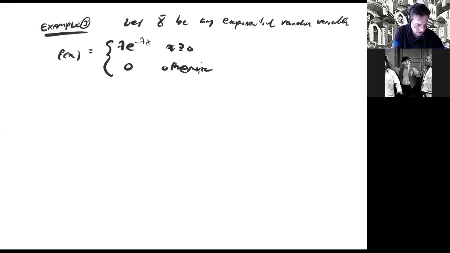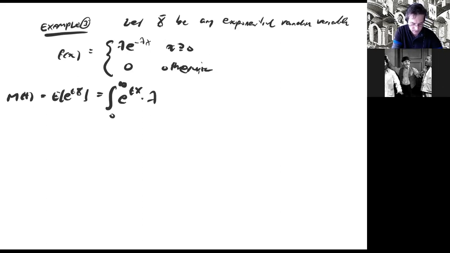Okay, so what is the moment generating function? Let's compute it. So what is M of t? That's the expected value of e to the tx, which is the integral. Now we don't have to integrate from minus infinity to infinity because the random variable is zero between minus infinity and zero. So it's the integral from zero to infinity of e to the tx times the value of the density function, which is lambda e to the minus lambda x, and then we're integrating over x.